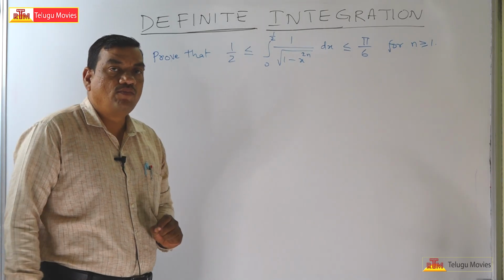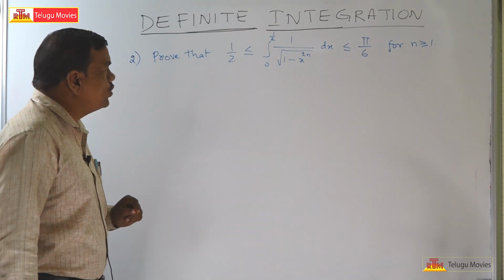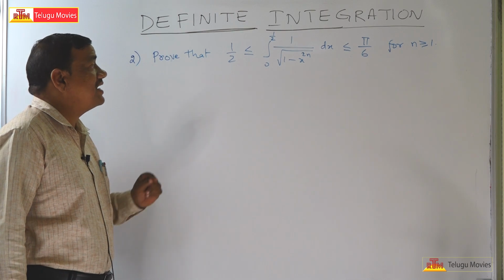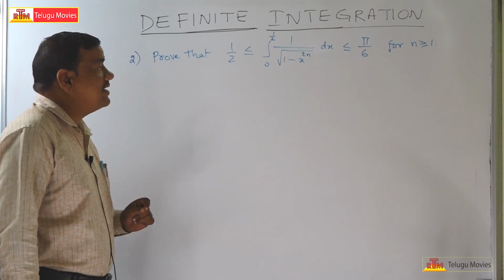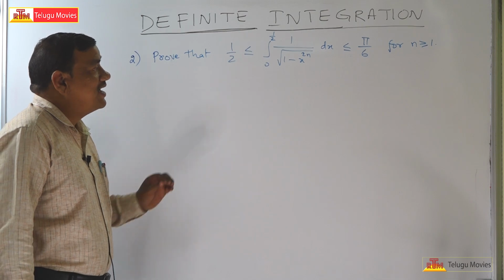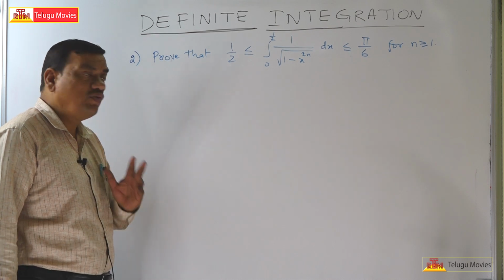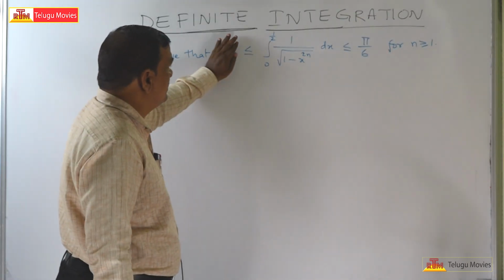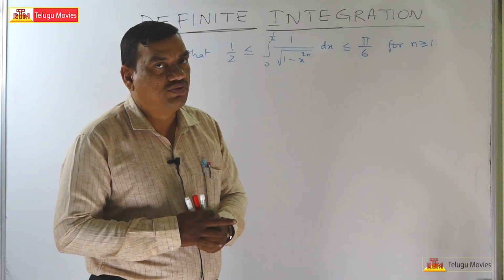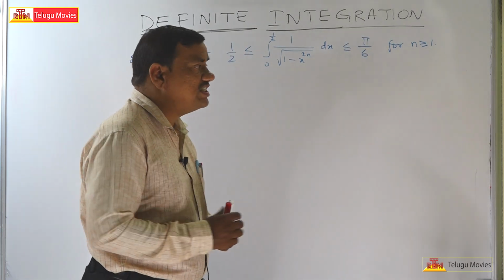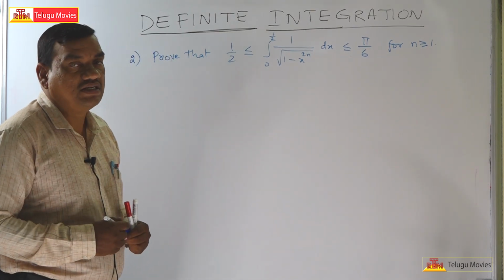Dear students, welcome to this second problem. Prove that 1 by 2 less than or equal to integral 0 to 1 by 2 of 1 upon root of 1 minus x power 2n dx less than or equal to pi by 6 for n greater than or equal to 1. So, in your examinations, in this place A will be given, in this place B will be given, the options will be created. To do some problems, you have to remember some results.